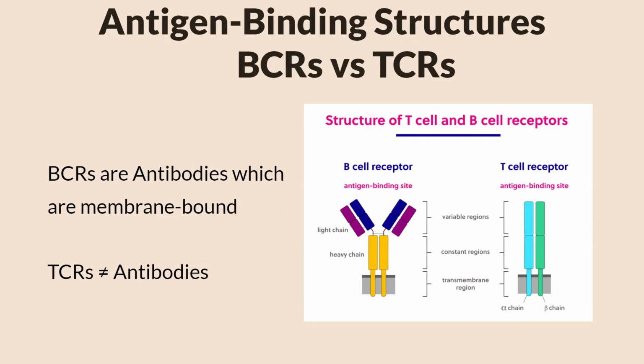A T cell receptor is different, where you don't have that Y shape. Instead, you have your variable regions straight on your constant regions, and it's basically made up of an alpha chain and a beta chain. It's important to know that TCRs aren't antibodies, right? It's the BCRs that are considered antibody-like. Anything else I'm missing? The T cell receptors don't diffuse away from the cell. Yeah, they stay there. That's important.